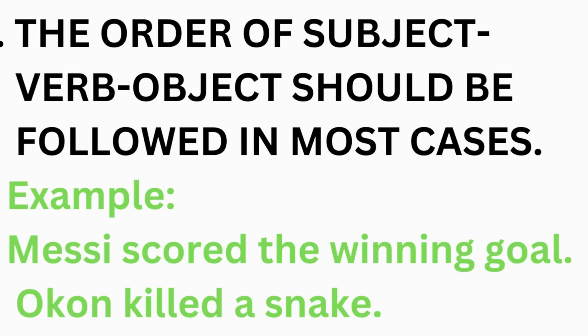Rule number 6. The order of subject, verb, object should be followed in most cases. Of course, this applies to declarative sentences. For example, Messi scored the winning goal. Messi is the subject, scored is the verb, the winning goal is the object. So you have subject, verb, object. The second example follows a similar structure. Okon killed a snake. Okon is the subject, killed is the verb, and the snake is the object. Now, take note of the fact that this applies to declarative sentences. We are going to look at rules that apply to some other types of sentences. In English, you have different types of sentences, okay?